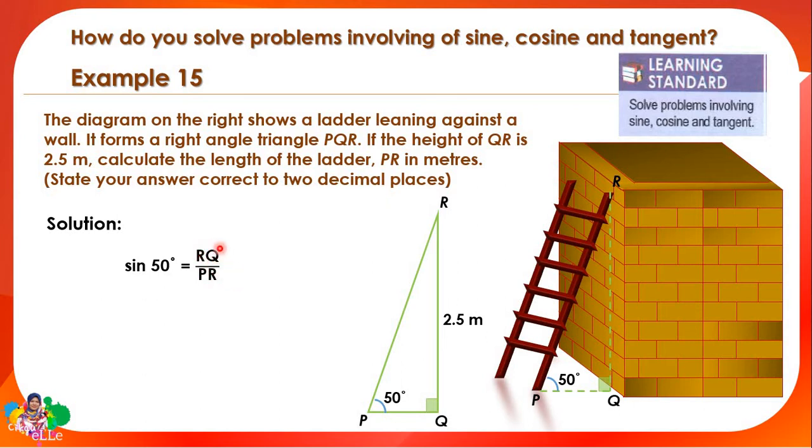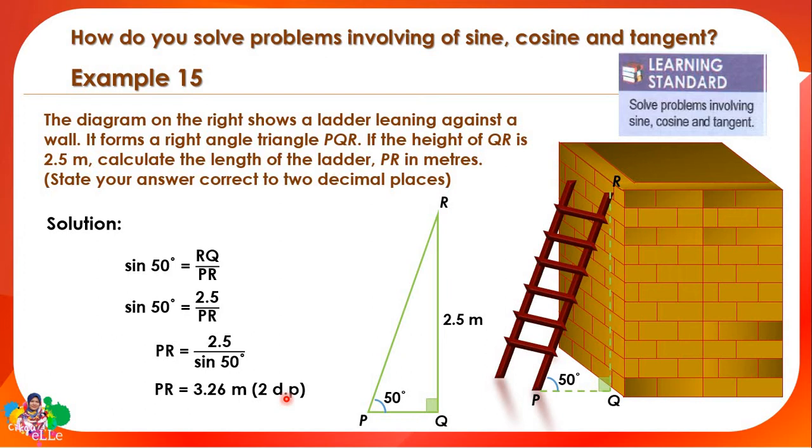And you know the value of RQ is 2.5 meter. Then how to find PR? You just solve this equation. Cross multiply. PR equals 2.5 over sine 50 degrees. Then use your calculator to find this value. You will get PR equals 3.26 meter if you round off correct to 2 decimal places.